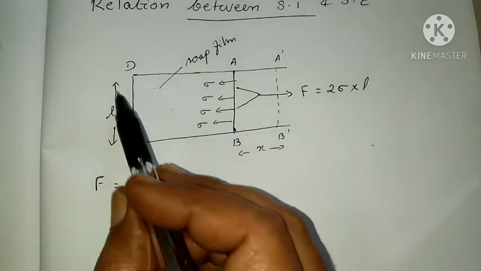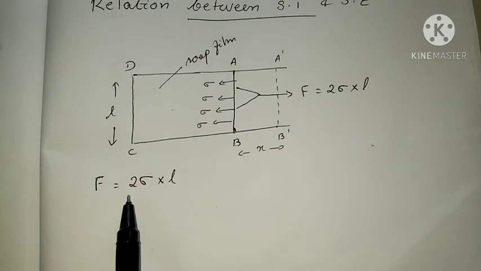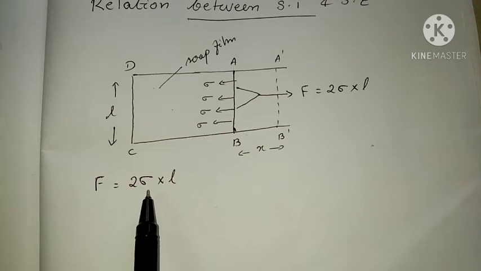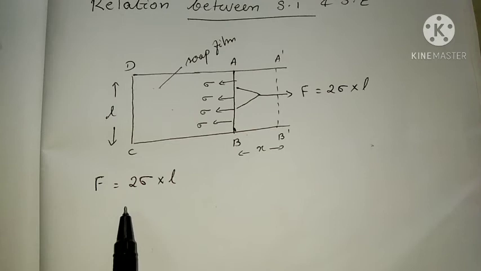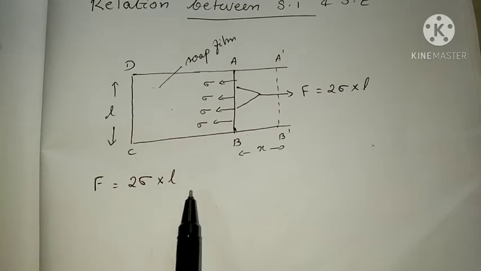Okay, 2 sigma into L. Here we take the 2 because the soap film has 2 free surfaces. So the general formula is surface tension sigma equal to F by L. So F equals 2 sigma into L.